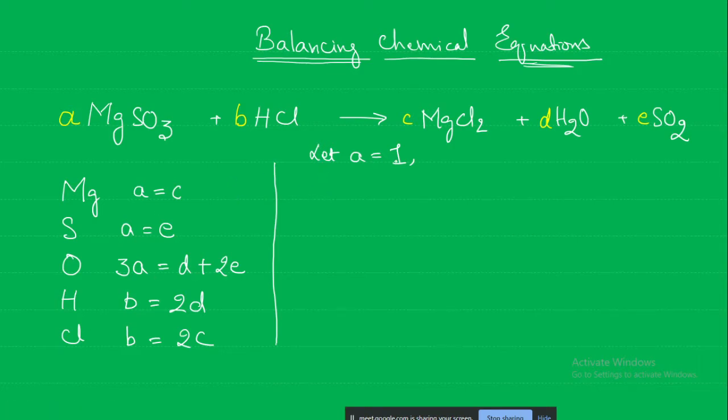Okay. Now because A is equal to 1 and A is equal to C, C will be equal to 1. A is equal to E. Therefore, E will also be equal to 1. This one has to be solved. 3A is equal to D plus 2E. 3A we know is equal to 1, so 3 is equal to D plus 2E, we need to find out D. E we know is 1. Therefore, D will be equal to 3 minus 2. 2 will go this side. Then D also becomes 1.